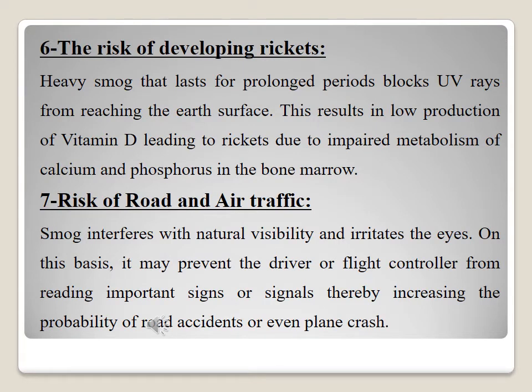Heavy smoke that lasts for prolonged periods blocks UV rays from reaching the Earth's surface. This results in low production of vitamin D, leading to rickets due to impaired metabolism of calcium and phosphorus in the bone marrow.